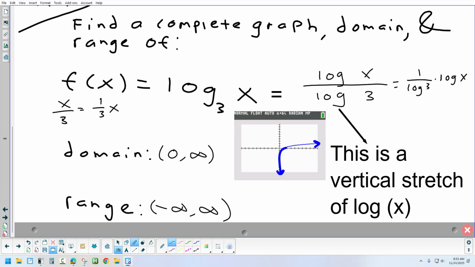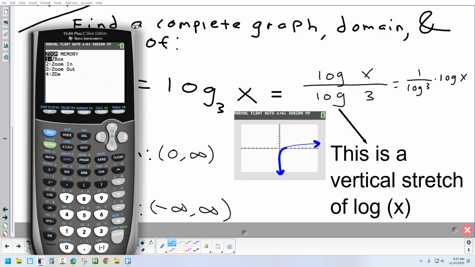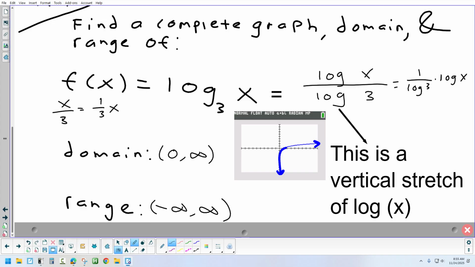And as far as finding a complete graph, I would say the standard window is fine. That's as good of a window as you're going to get. But keep in mind, it doesn't really show the vertical asymptote the way it should. Okay. So any questions on that?